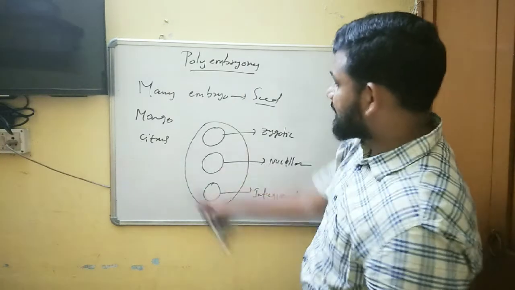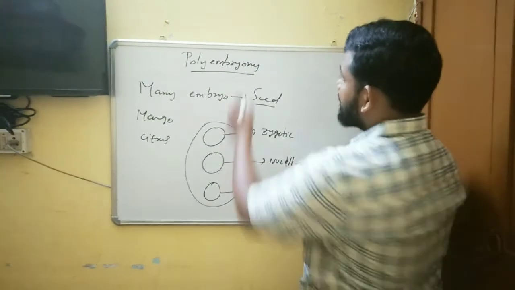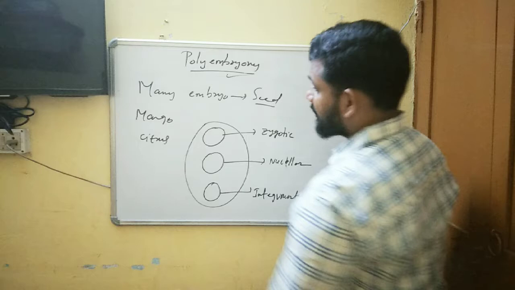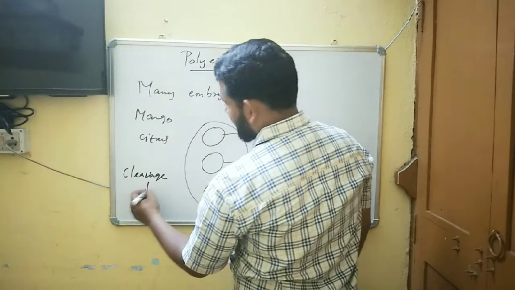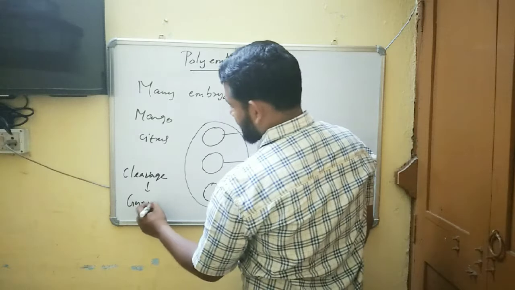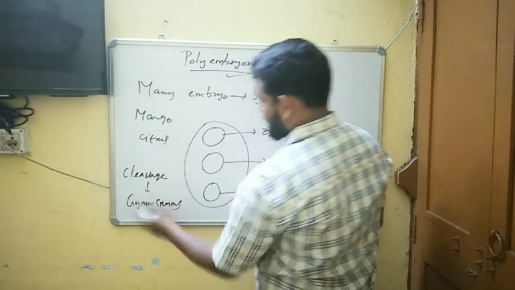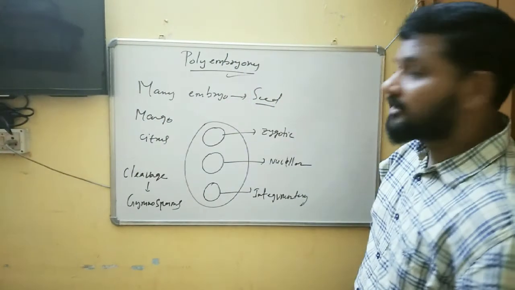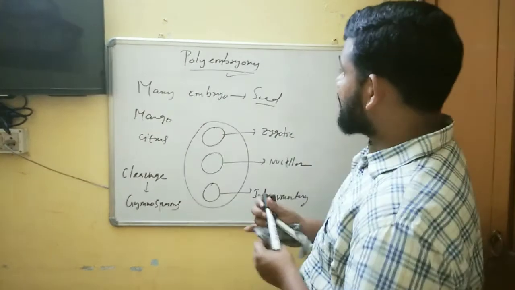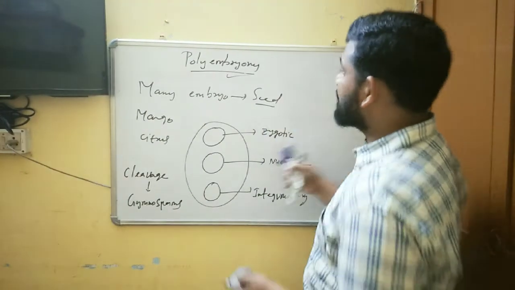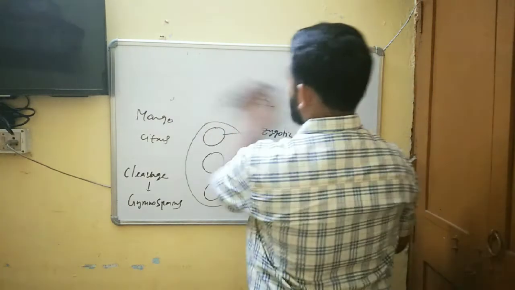There is more than one embryo inside a seed, therefore it is named polyembryony. But the common type is cleavage polyembryony. Cleavage polyembryony is the characteristic feature of gymnosperms. So apomixis is formation of seed without fertilization. Polyembryony is the occurrence of many embryos in a seed.